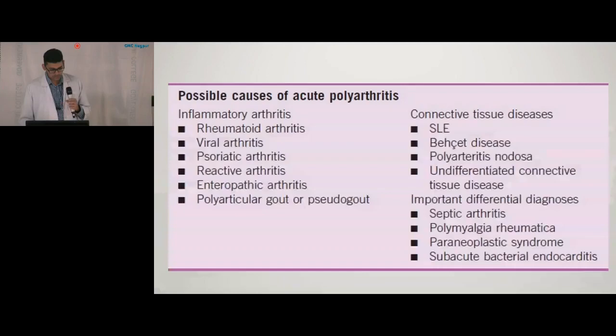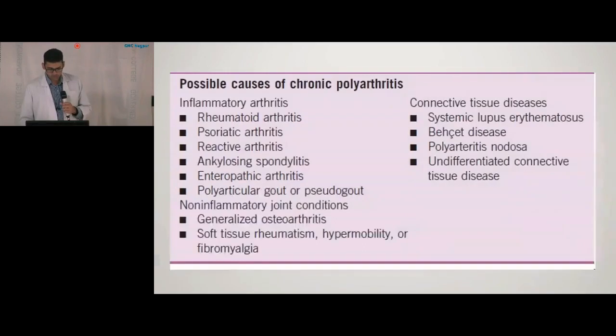So possible causes of acute polyarthritis, this is all theoretical. I would like to skip this slide. The possible causes of chronic polyarthritis, it's only the nomenclature, but you need to keep in mind what all it can be. In the inflammatory group it involves RA, psoriatic, ankylosing, polyarticular gout; in the connective tissue group SLE, Behçet, PAN; in the non-inflammatory one, generalized OA, especially the familial OA.